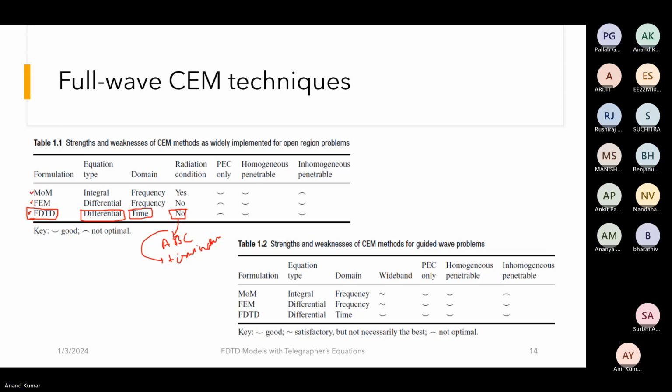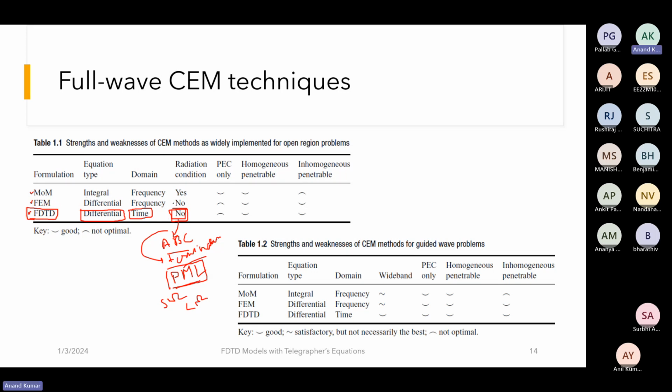So the method does not have a radiation condition. We use absorbing boundary conditions or another kind of termination. If you are doing it in 2D or 3D, you use a perfectly matched layer, PML. This is discussed in one of my previous courses. In this particular course, we will terminate with sources with source impedance and load impedance.